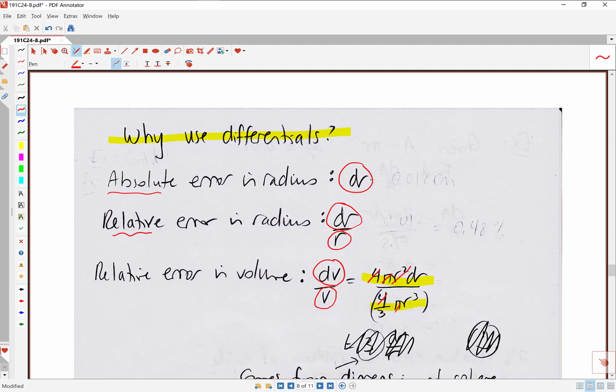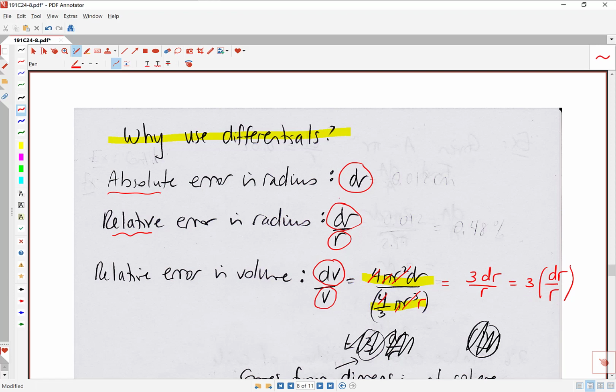You could cancel an r squared, so that would leave you with just an r on the bottom. And then you'd have a dr on top, and you've got this 1 over 1/3. So that 1 over 1/3 becomes a 3 on top. So you've really got 3 dr over r, or you could say 3 times dr over r if you wanted to write this in the most suggestive way.